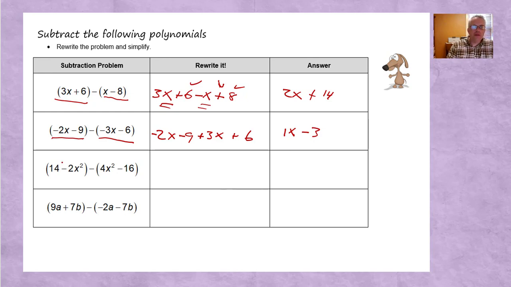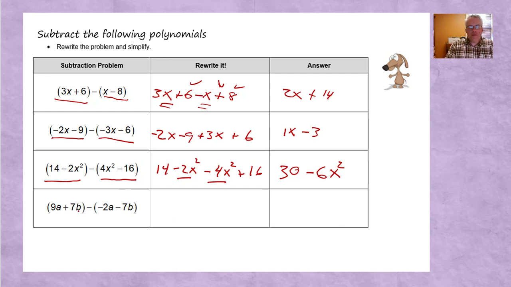Alright, let's rewrite this. We have 14 minus 2x squared minus this polynomial. So we're going to do 14 minus 2x squared. Leave that alone. We're only changing the signs on the polynomial we're subtracting. We're subtracting 4x squared, so that's going to be minus 4x squared. We're subtracting a negative 16, so that's going to be plus 16. Then combine like terms. We have 14 and 16, that's 30. We have negative 2x squared minus 4x squared. Those are like terms. Negative 2 minus 4 is negative 6x squared.